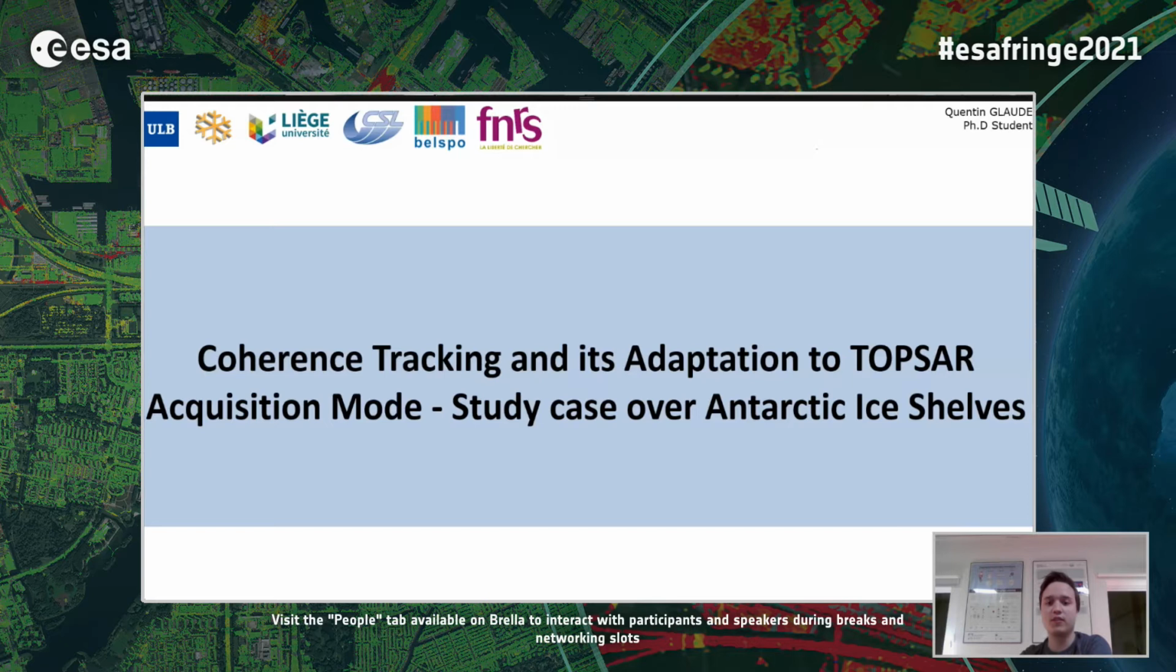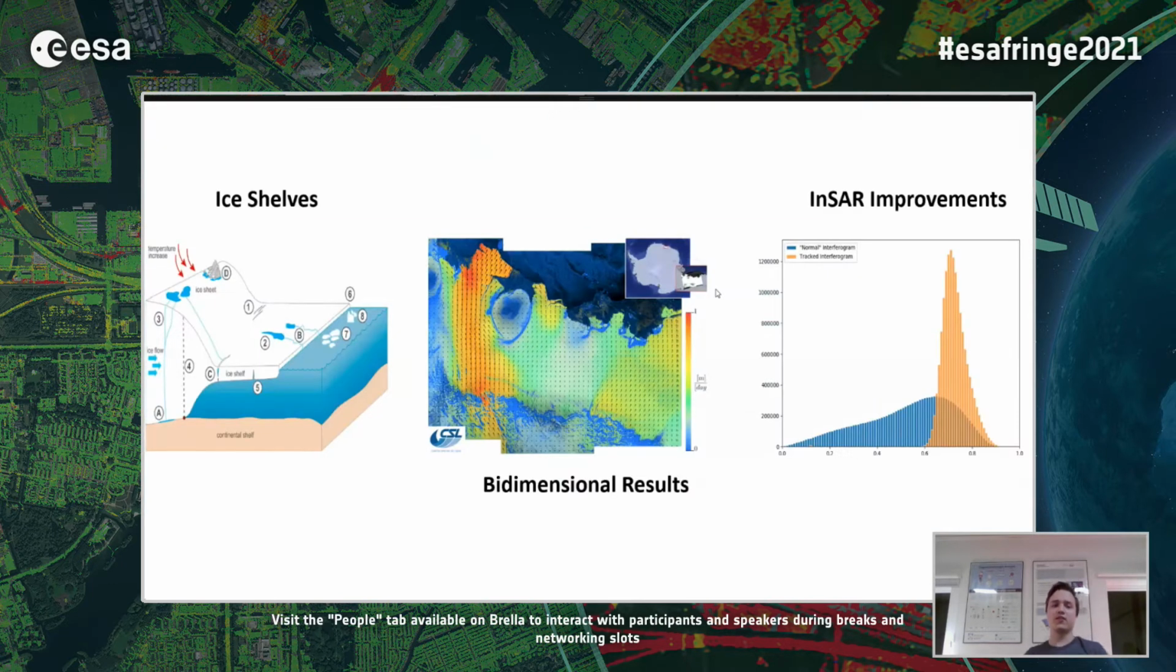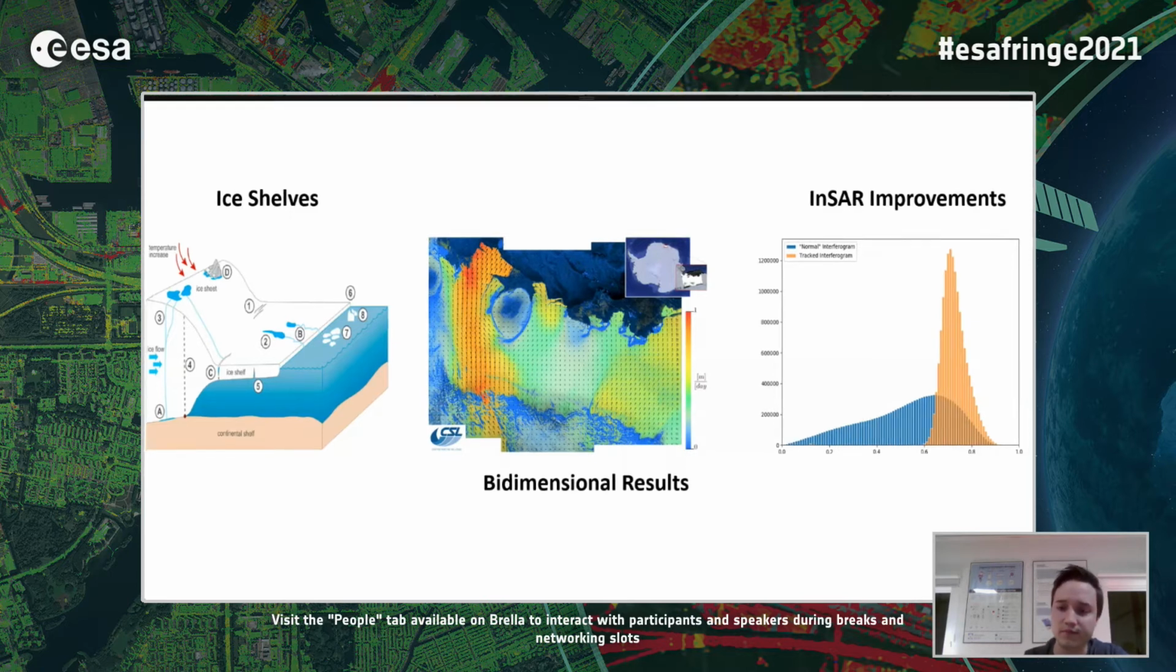Today, I wanted to discuss a bit about the coherence tracking technique and its adaptation to the TOPS acquisition mode, but also some results over Antarctic ice shelves. The flow of the presentation will be to remind you why we are studying ice shelves, but also the results related to the technique we developed, and then how we can use these results in order to improve the quality of our interferograms.